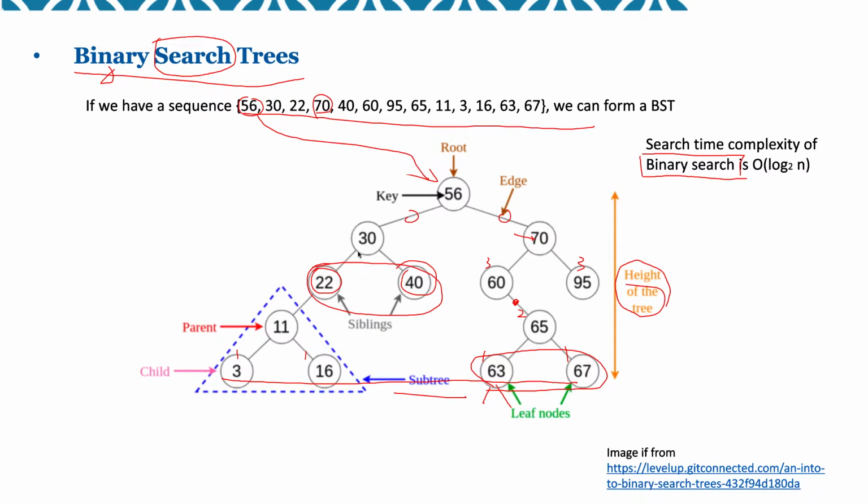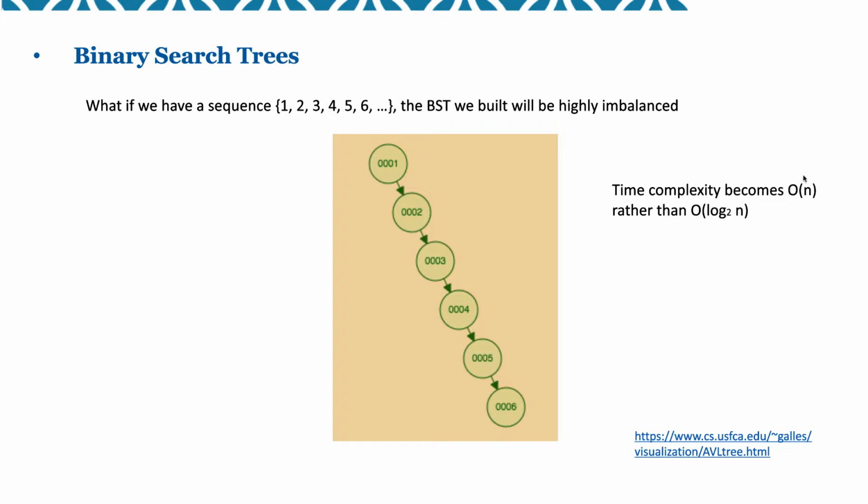If 40 is bigger than 30, you will go to the right subtree, and you'll find the 40 node, right? So in this case, if your tree is as balanced as possible, you'll get big O log 2n. But what if your input sequence is already ordered?